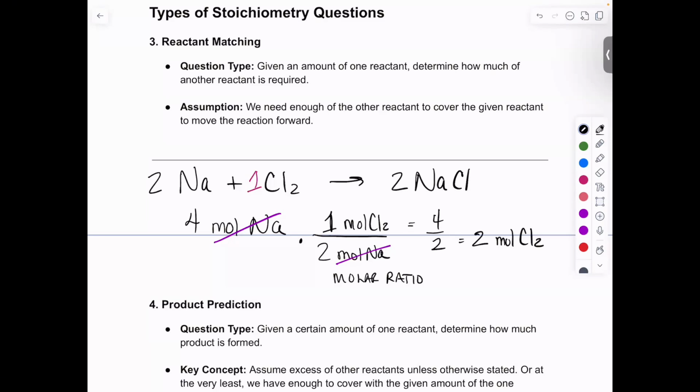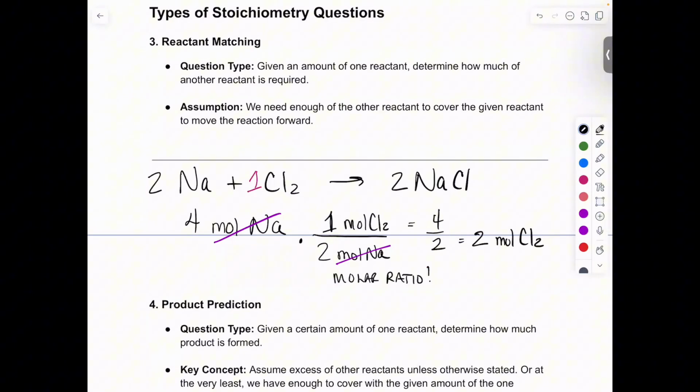Again, they're going to give you an amount. We don't know what that is, so read the question. All right, we have 4 moles of sodium, and I know for every 2 moles of sodium, I only need 1 mole of chlorine. So we're in essence cutting it in half. Should make sense.